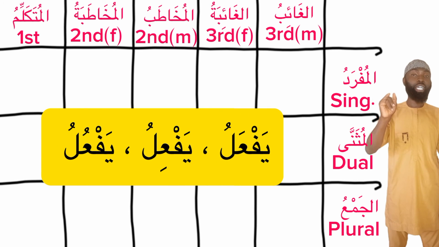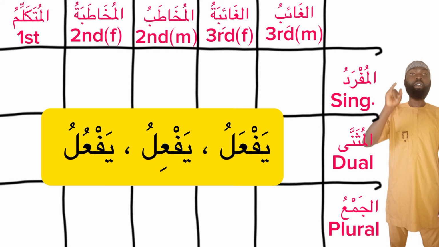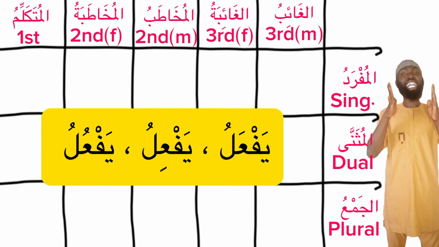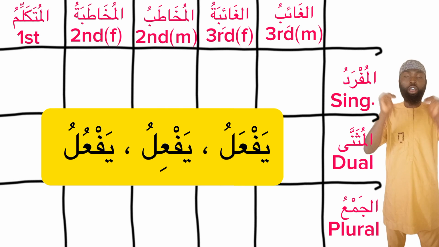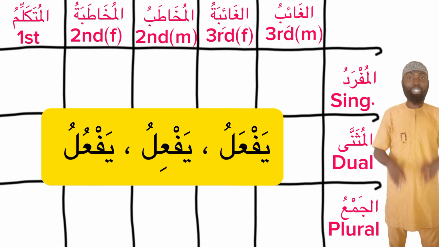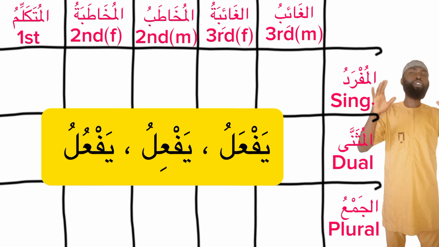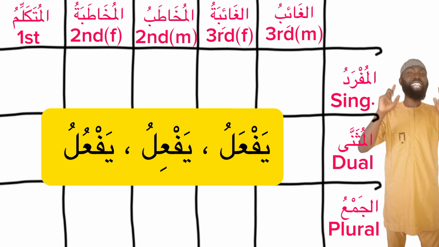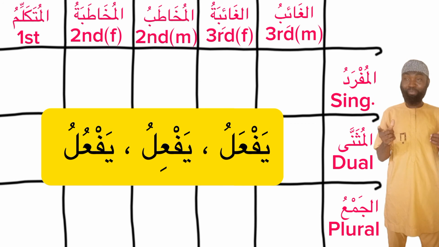The pattern of yaf'alu, under which falls yafrahu and yaftahu, and the pattern of yaf'ilu, under which falls yadribu and yahsibu, and the pattern of yaf'ulu, under which falls yansuru and yakrumu. So if you understand the formation of these 3 patterns, you will be able to form any form of Arabic present tense that you come across anywhere, anytime.